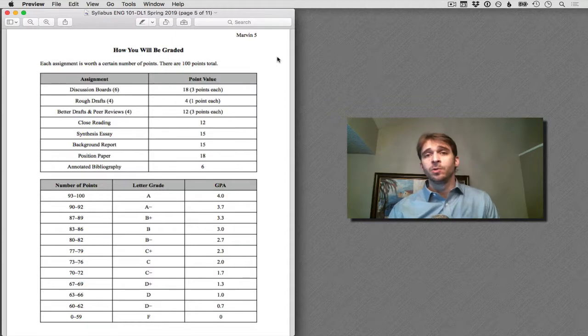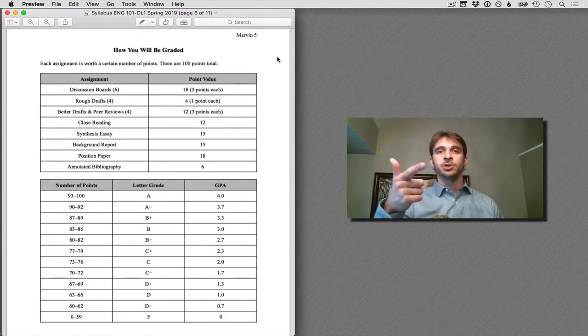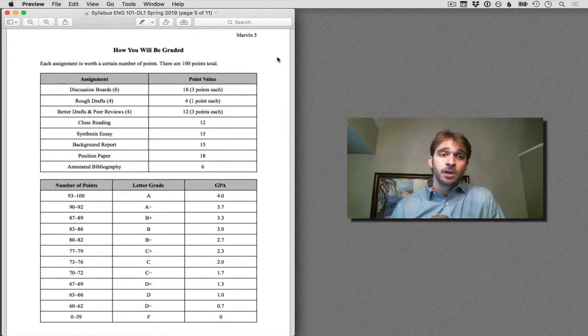So this is how you will be graded in this class. Each assignment is worth a certain number of points, and there are 100 points total. The discussion boards are worth 3 points apiece. That is 1 point for your post, 1 point for each of your replies to 2 classmates. Okay, 3 points for 3 different posts. There are going to be 6 discussion boards throughout the semester, so that gives you a total of 18.